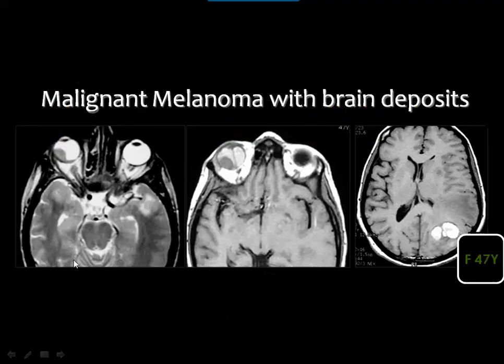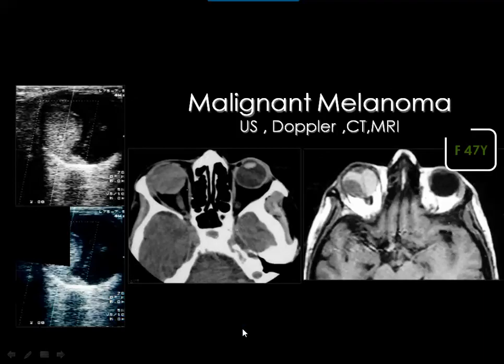And this is a malignant melanoma with brain deposits. The lesion is of intermediate signal in the T1 weighted image, and in the T2 weighted image there is hemorrhage inside the globe with retinal detachment, and there are hemorrhagic deposits in the occipital lobe on the left side.